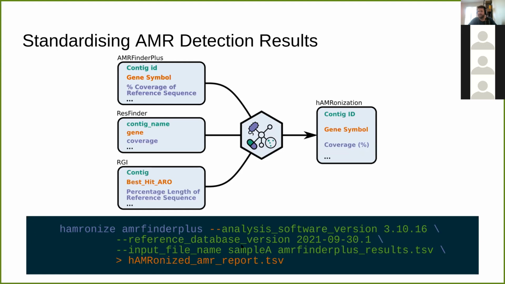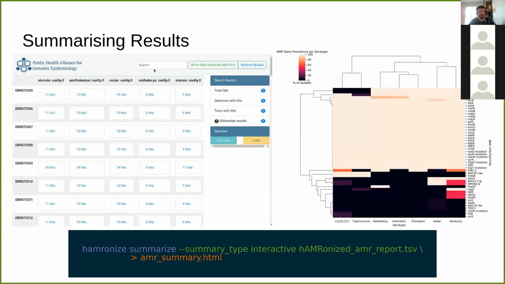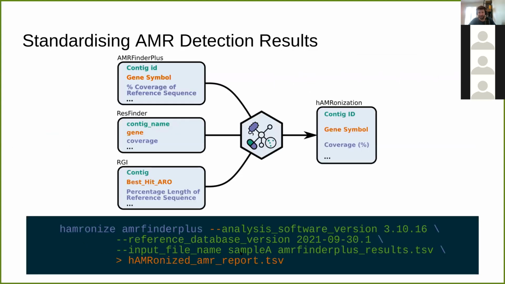And then there are a couple of bits of metadata that you need to provide extra. Not all tools will contain all of the metadata that's really important to compare across tools inside their own output. So for example, for AMRFinderPlus, it's quite useful to add in the version of AMRFinderPlus you're using, the version of the database you're using, and the input file name. There is an option to add the file name or the sample name in AMRFinderPlus, but lots of people don't use it or don't see the option. And then that will spit out a harmonized AMR report.